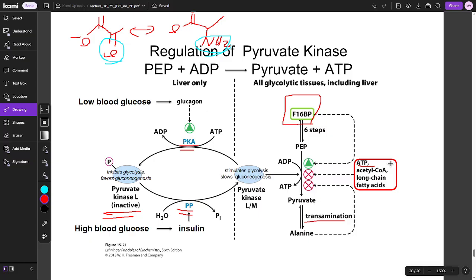So if it's produced by glycolysis, it probably negatively impacts glycolysis if it were to go back and have an effect on glycolysis. And with acetyl-CoA, it's a product of glycolysis after you do pyruvate dehydrogenase, which you guys haven't covered yet, right? And so if it's a product of that, then we're going to use that acetyl-CoA to go back and inhibit glycolysis, because we don't need any more acetyl-CoA if we already have a bunch of it. Same thing with long-chain fatty acids.